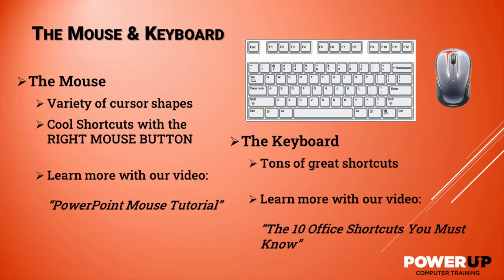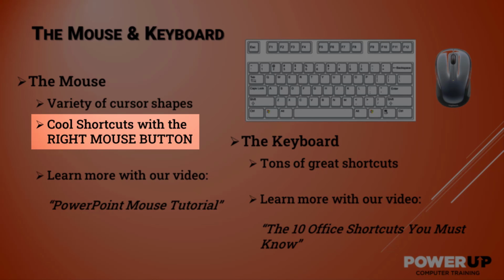Other commands not issued from the ribbon menu can be done by the mouse or the keyboard. And PowerUp Training has detailed tutorial videos on both. But I want to point out the frustration saver trick of the right mouse button. Right-click on different objects in PowerPoint, and PowerPoint will show only the relevant commands. I'll be demonstrating this throughout the rest of this tutorial.